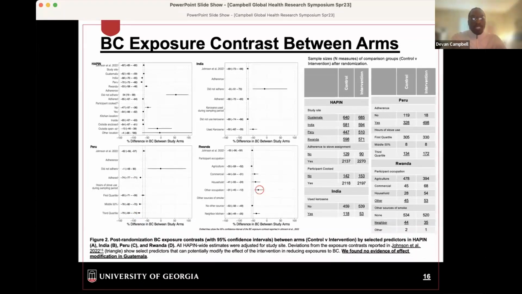In Rwanda, we see that the contrast between the control and intervention group was actually attenuated for both those in the other occupation category, as well as those that reported smoke from a neighbor's kitchen.